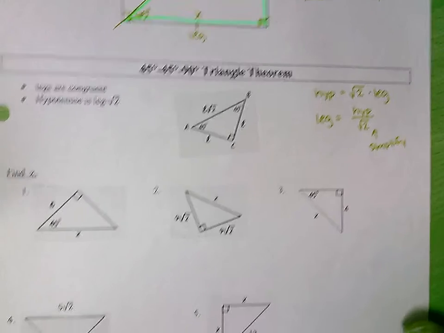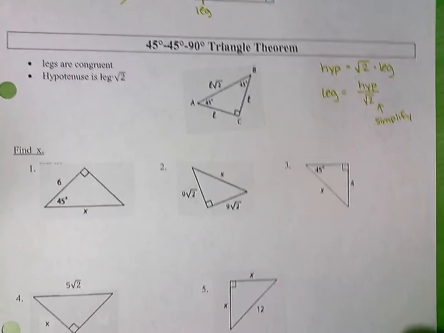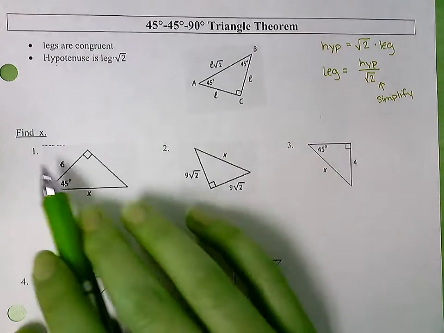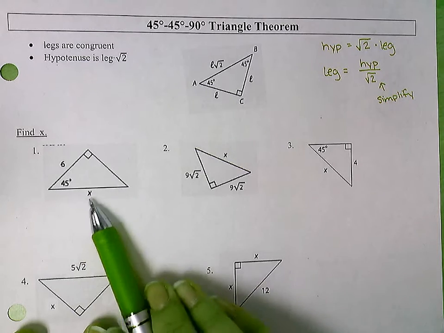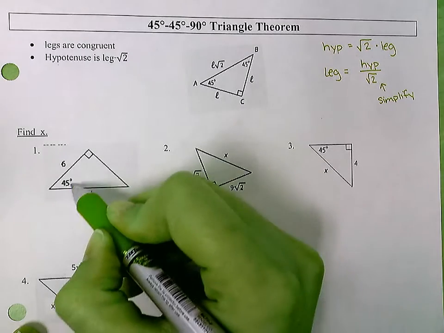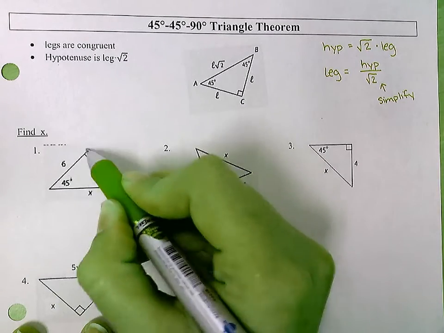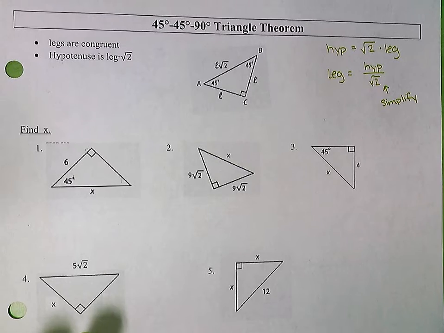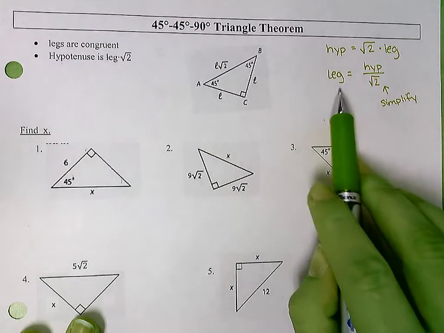So we're going to go through an example. Number 1, we want to find the value of x. First thing I do is look at the angles. This is a 45, 45, 90 right triangle, so I can use these rules over here.